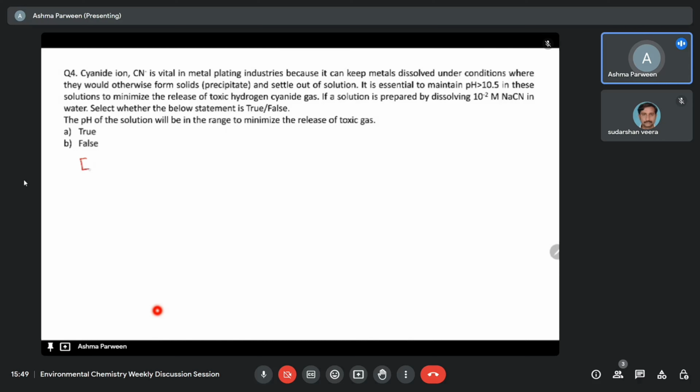It is given that we have added sodium cyanide at 10 raised to power minus 2 molar. This much sodium cyanide we have added in the system. So we have the components as H plus, CN minus and Na plus. Species will be H plus, CN minus, OH minus and Na plus.